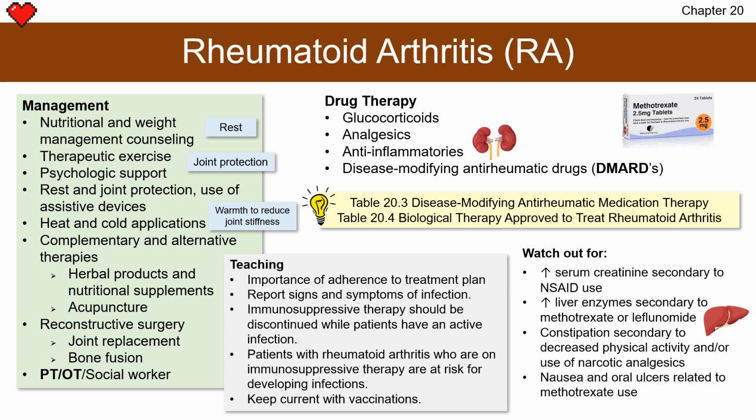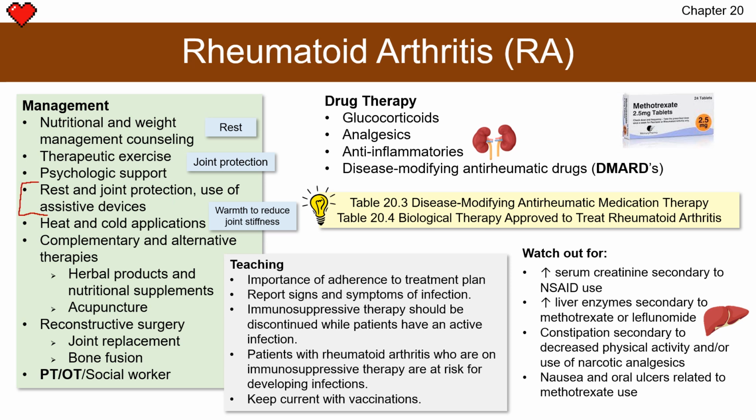We want to encourage therapeutic exercise while incorporating rest and joint protection, very similar to osteoarthritis. We want to provide psychological support because, again, this can cause depression, isolation, withdrawal. Again, rest and joint protection, use of assistive devices, very similar to OA. So if they need a cane to help them walk, a walker, or even a wheelchair to assist them.